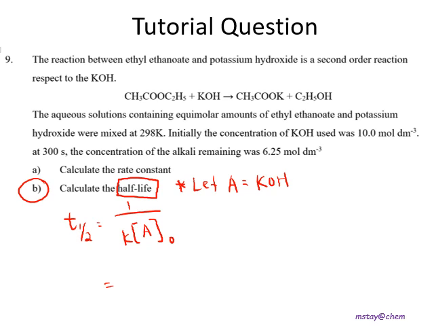So 1 over K, the K we just calculated, which is 2 × 10^-4, and the initial concentration given is 10. Press the calculator, and you will notice that the final answer is 500 seconds.